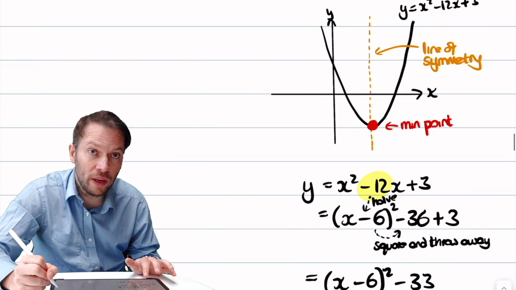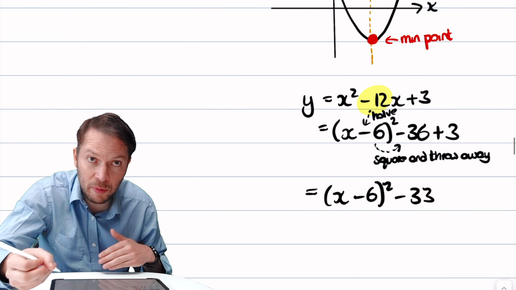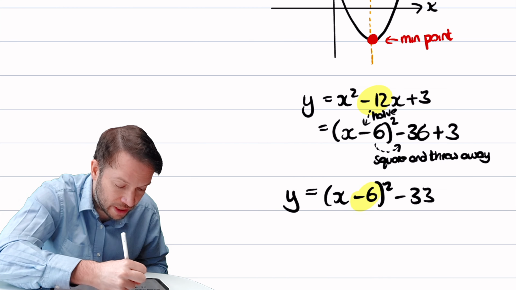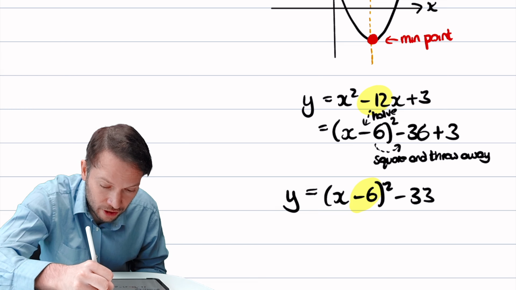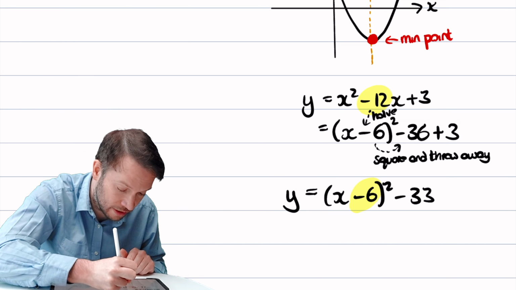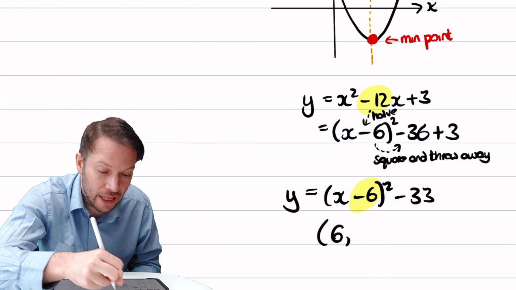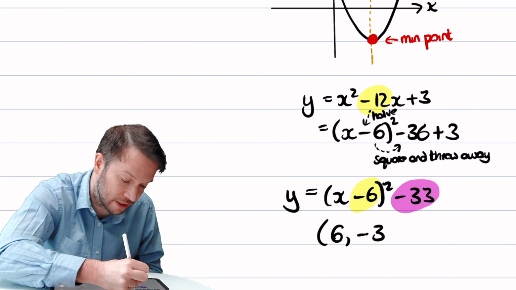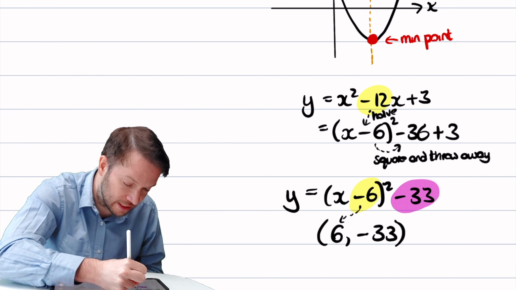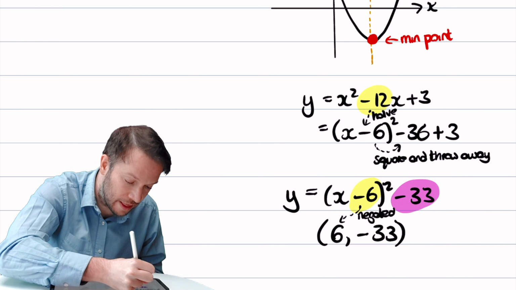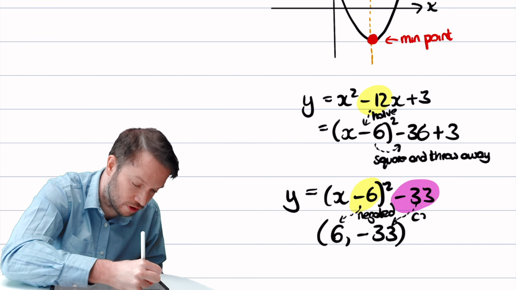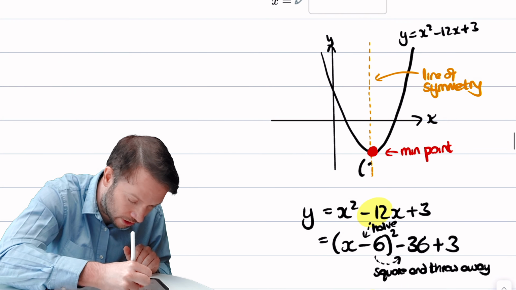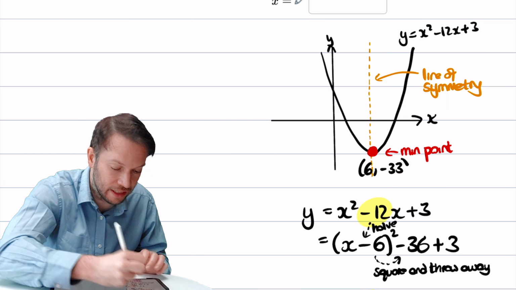Now, do you remember how we find the turning point, the minimum point or the maximum point of the graph, if it's in completed square form? Well, the way we did it is we negated the value just after the x. So the minus 6 becomes plus 6. That becomes the x value of your turning point. And then the value after the squared, so the minus 33, is the y value of your turning point. So that value there was negated to become plus 6, and that value is just copied over. So that gives you a turning point of 6, minus 33. That is this coordinate here, which in this case is your minimum point.